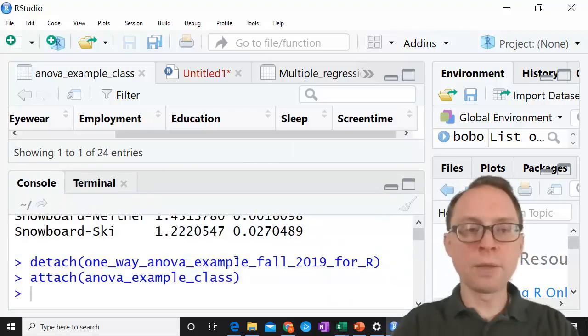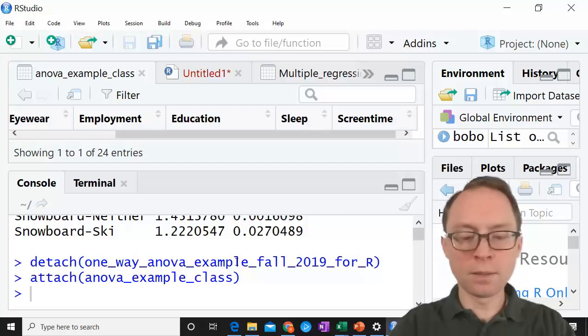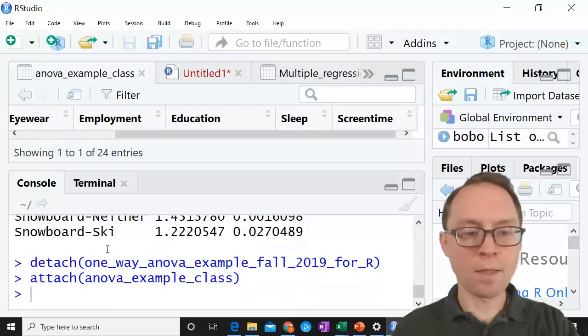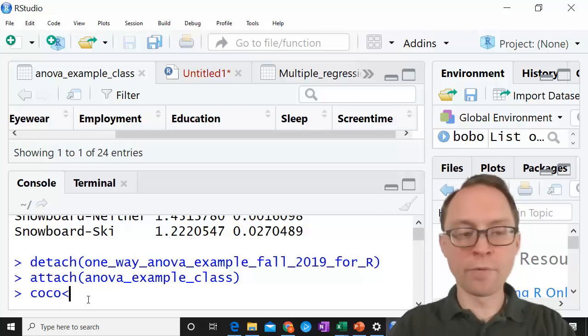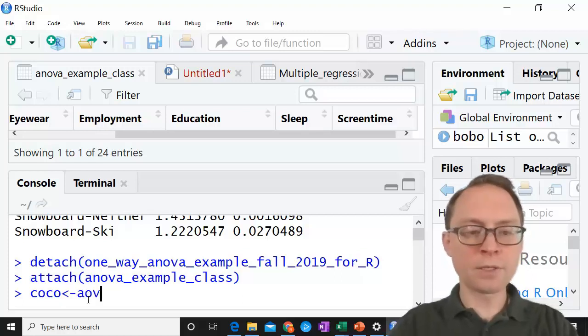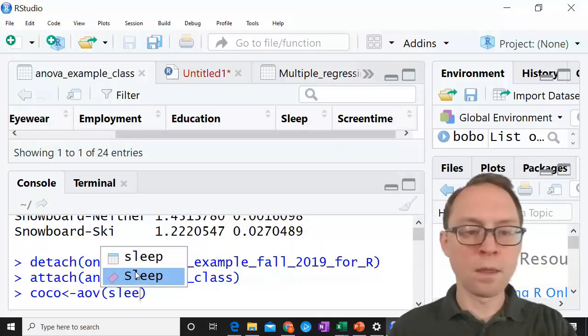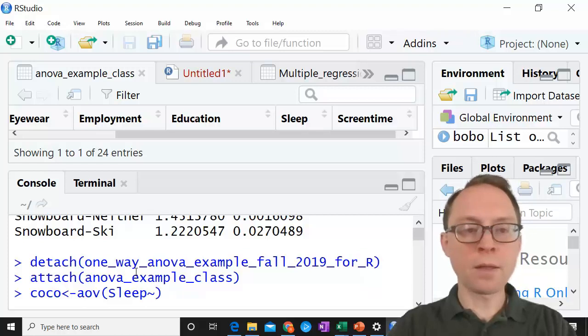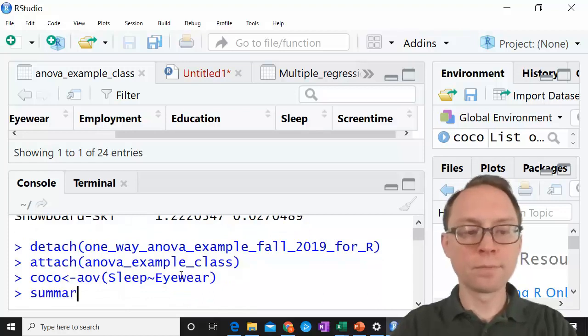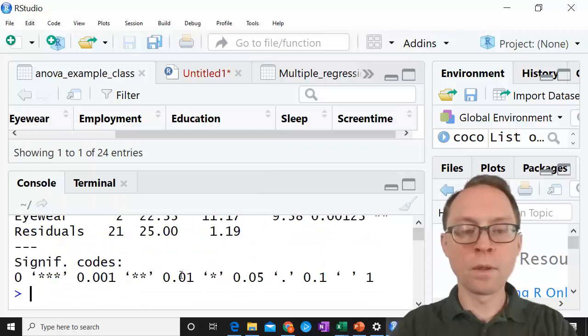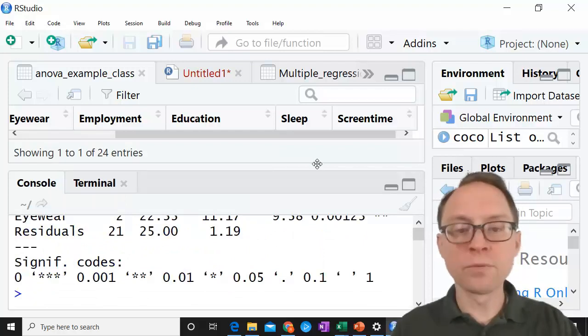So let's create a model. I'll name it Coco, because that sounds like fun. I did Bobo before, I'll do Coco now. Name it whatever you want, it doesn't matter. I'm going to do an analysis of variance, and I want to look at the dependent variable of sleep by eyewear. When I do that, I have to do the summary of Coco. And this is what I get. Let's move this up so we can see.